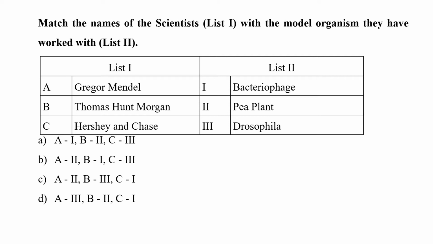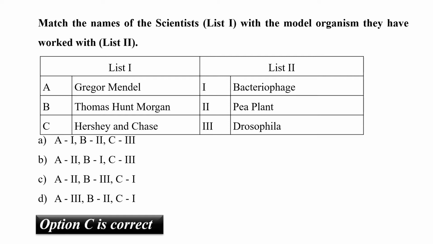Hershey and Chase concluded that DNA, not the proteins, was the genetic material, and for that they were working with bacteriophages. So the correct match here is A goes with pea plant, that is second. Thomas Hunt Morgan goes with Drosophila, and Hershey and Chase goes with bacteriophage. So option number C is the correct answer.